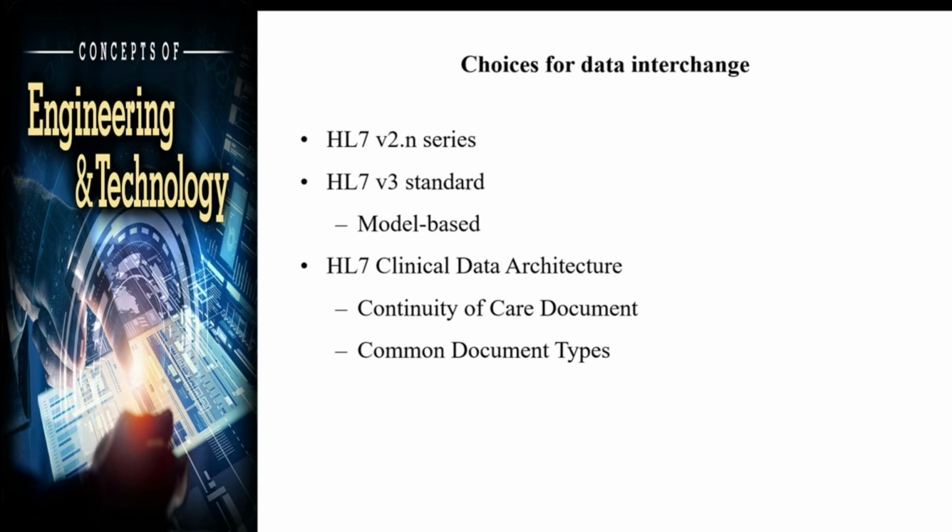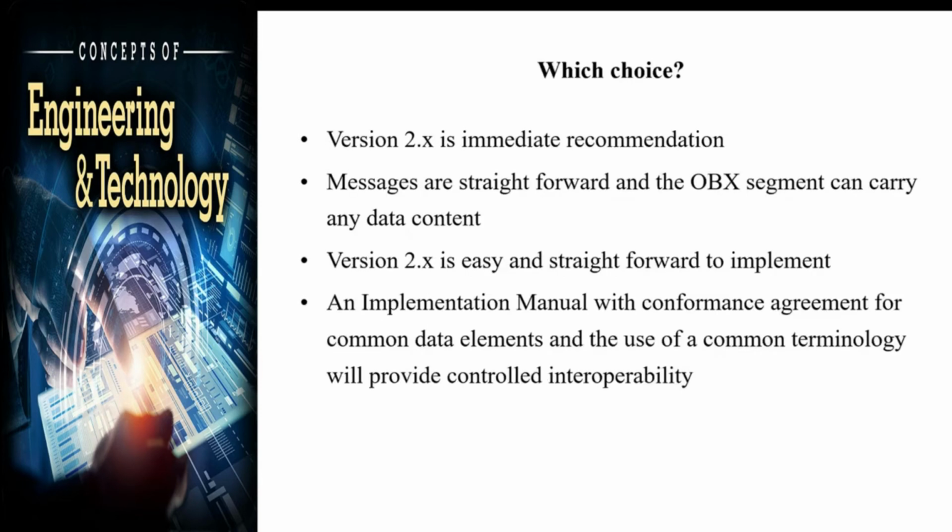Okay, so we have different choices of data interchange. Looking at the different choices, what is the immediate recommendation? Version 2.x is the immediate choice, we can say the recommended choice. Because of the observation we need to note down here, this OBX segment has all the information. All the messages will be in a straight format. Okay, so this segment will have all the information as well as the data content.